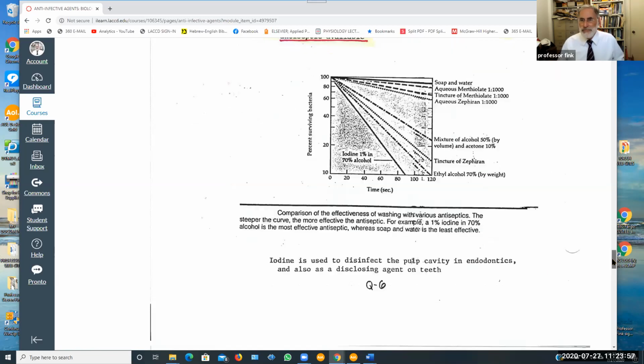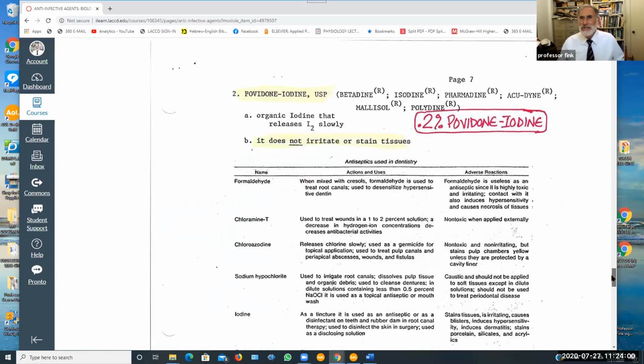On page Q7, there is a form of iodine that's the most commonly used form now, povidone iodine. It's iodine combined with an organic compound. It releases iodine gradually. A 0.2% povidone iodine solution is what's used as an oral rinse against bacteria, fungi, and viruses, including the COVID-19 virus. It has the advantage that it does not stain tissues like pure iodine does, and it is not irritating.